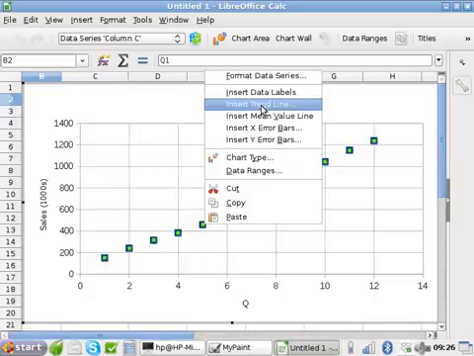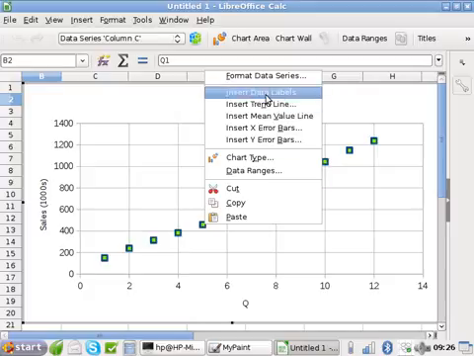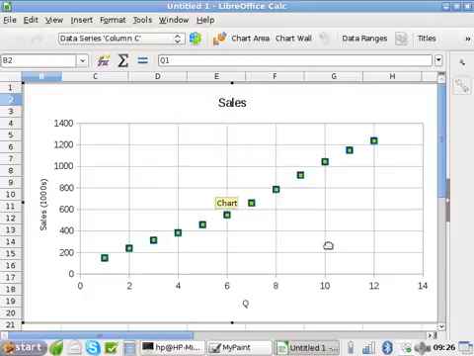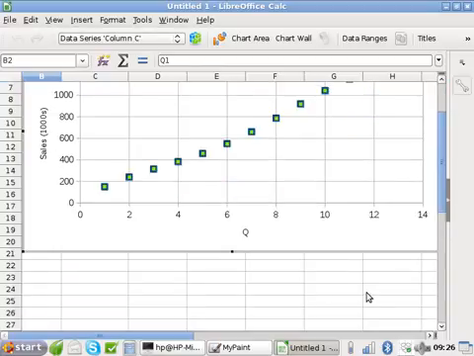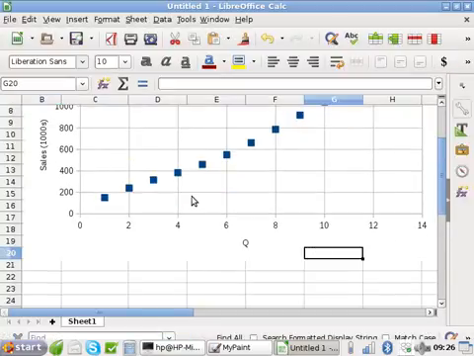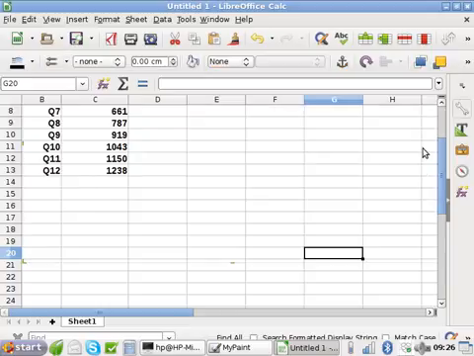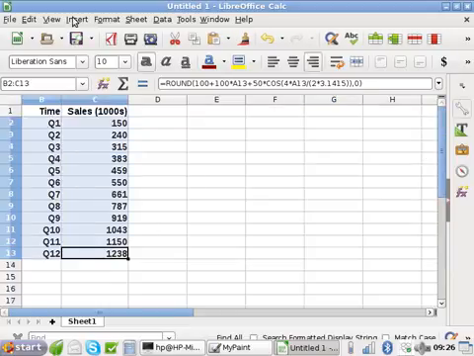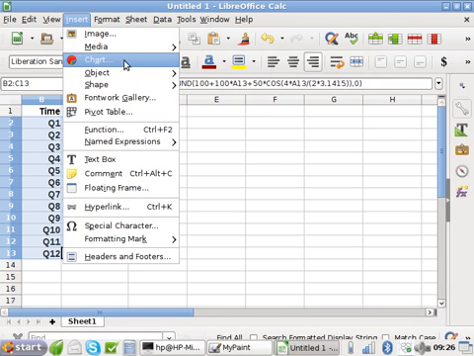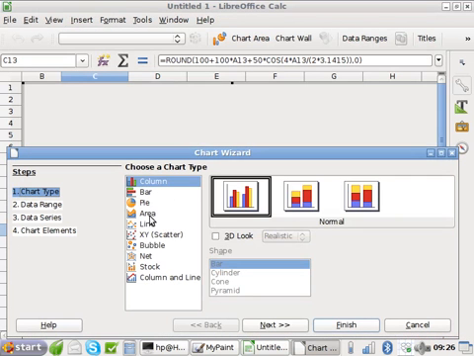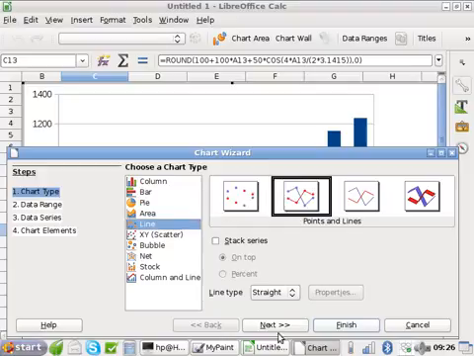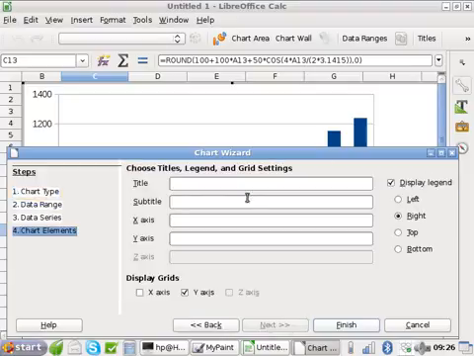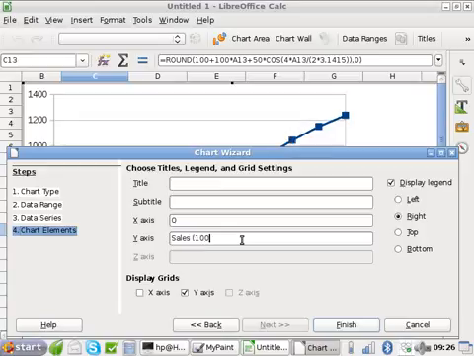Okay. Rats. No, I'll have to start that over. I need the lines to be connected. I picked the wrong graph. Okay, let's try again. Insert, chart, and then we want to have a line. There we go. And this one. X-axis is quarter, and then Y-axis is sales in thousands of euro.